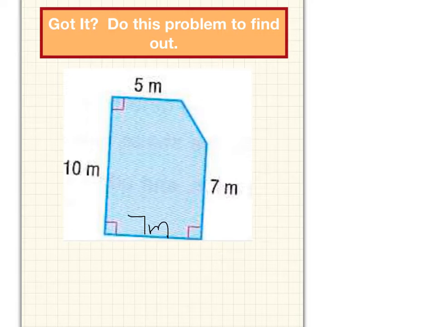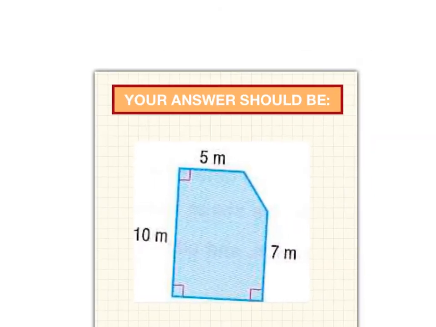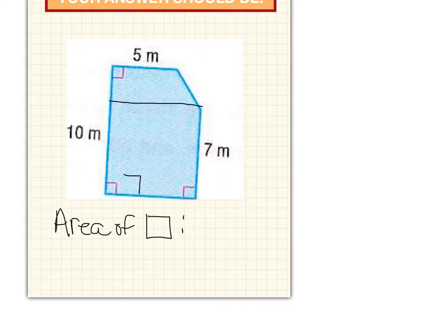Okay, welcome back, and let's go ahead and look at the solution. On this one, your answer should be, let me go ahead and put this in. Let's find the area of the rectangular square first. That's the easy part.